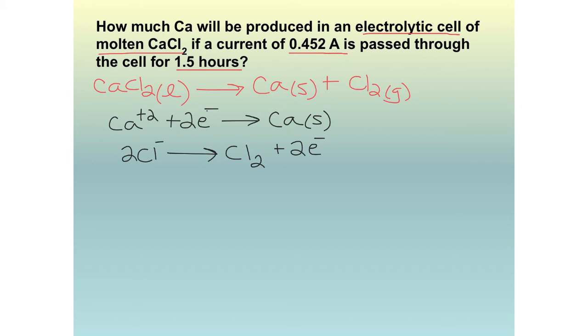So the reason why we need to do that is because we do need to know the number of moles of electrons that are transferred. So that is very important to know. So the first thing that I do is I start with that I equals Q over T formula. So I is going to be my current. So that is going to be the 0.452.